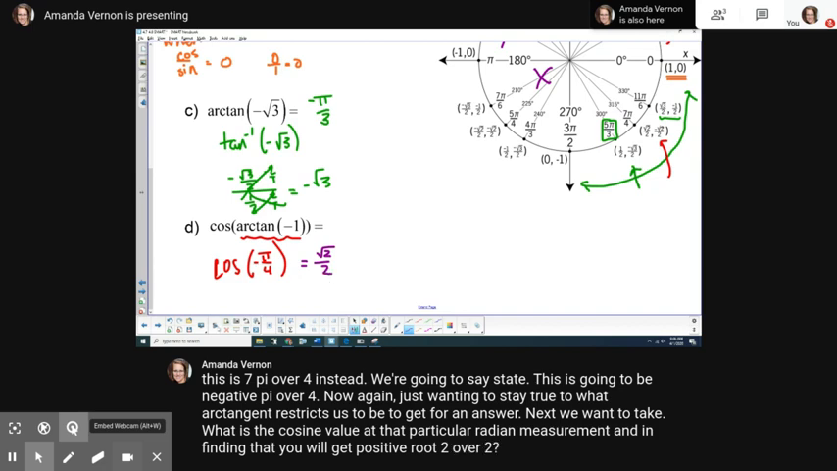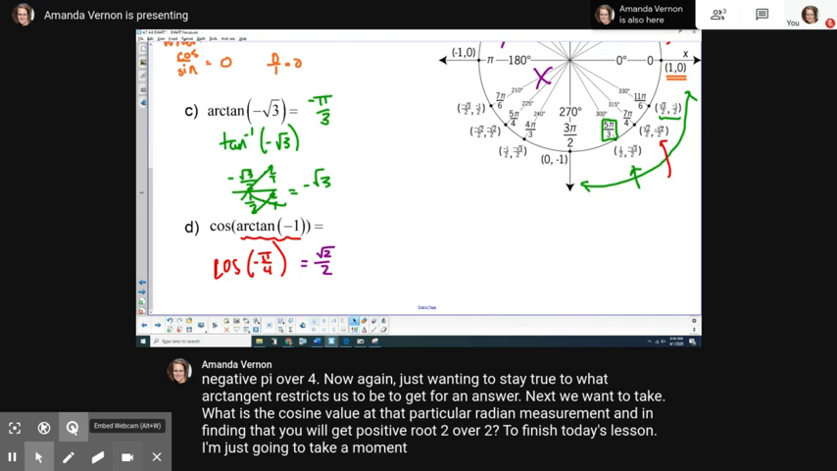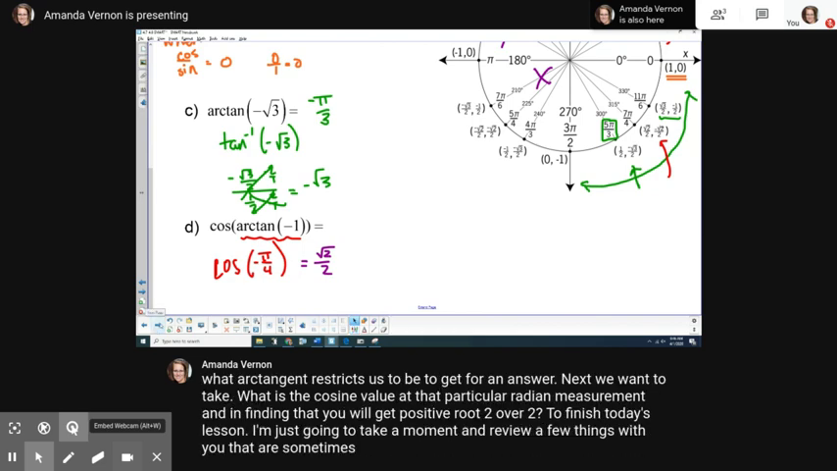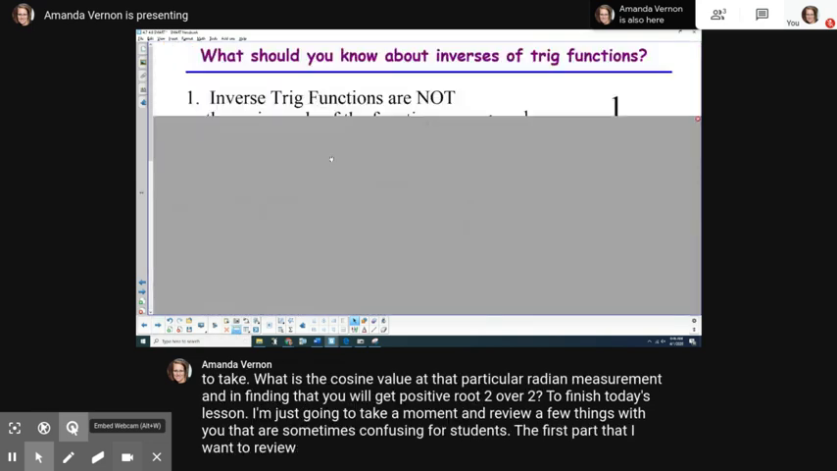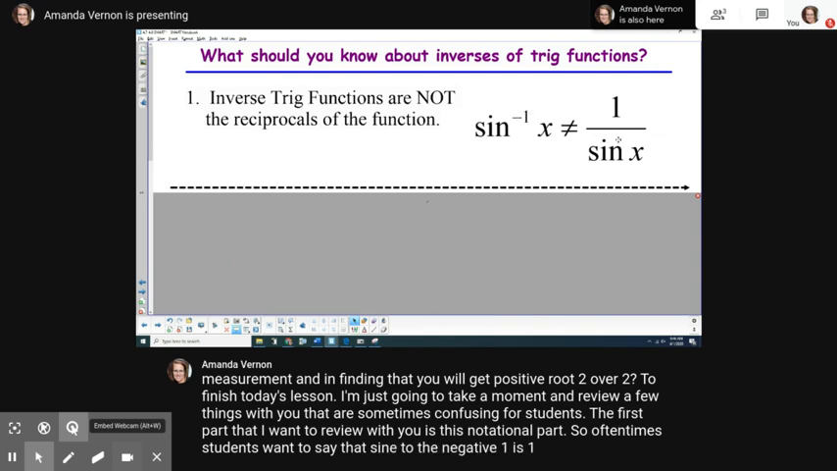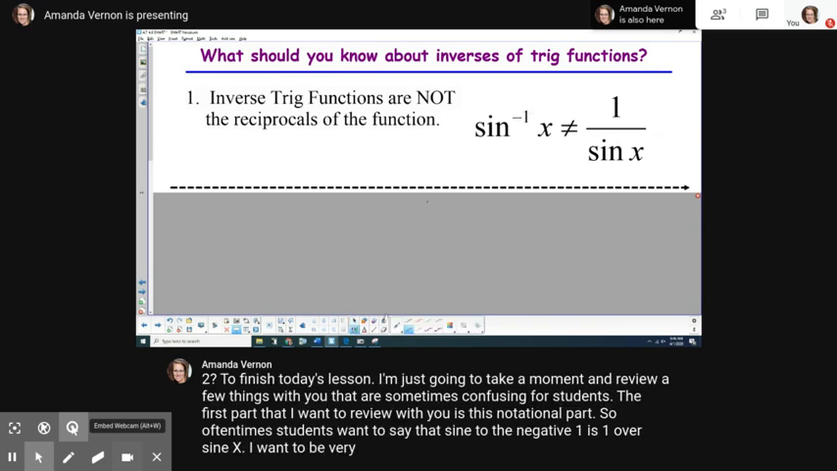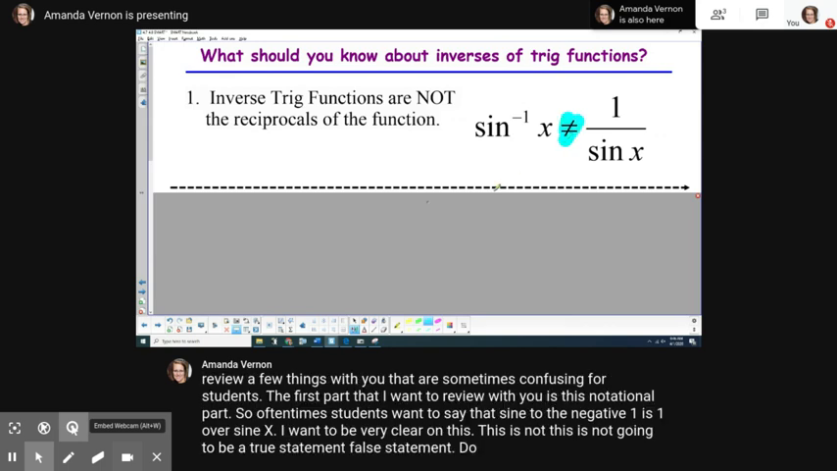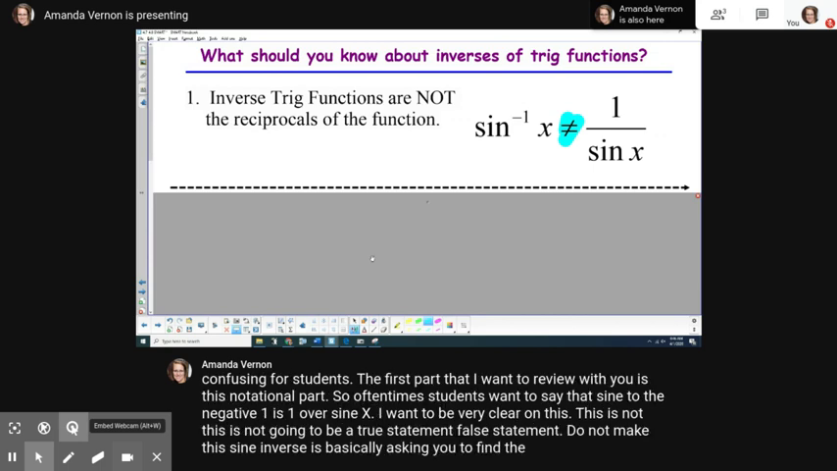To finish today's lesson, I'm just going to take a moment and review a few things with you that are sometimes confusing for students. The first part that I want to review with you is this notational part. Oftentimes students want to say that sine to the -1 is 1 over sine x. I want to be very clear on this. This is not going to be a true statement. False statement. Do not make this. Sine inverse is basically asking you to find the radian measurement that would give you that value for that coordinate.